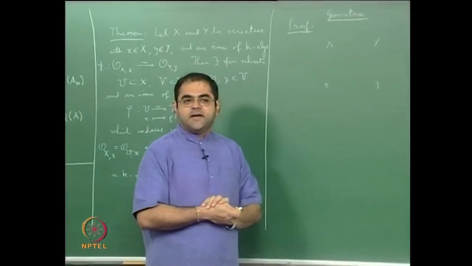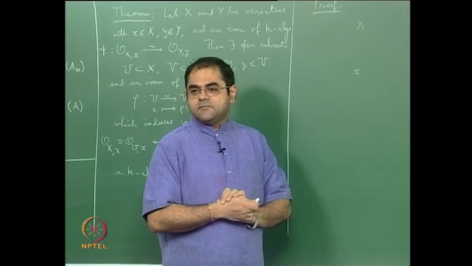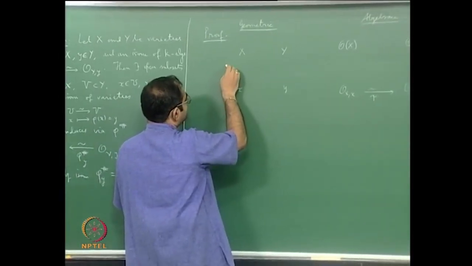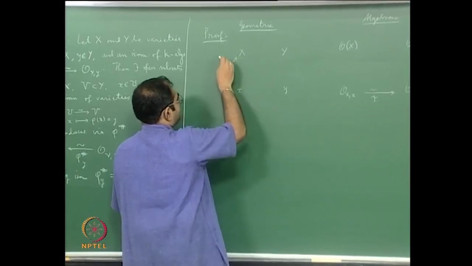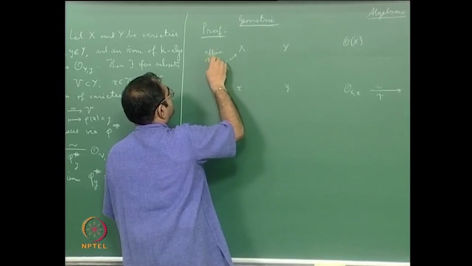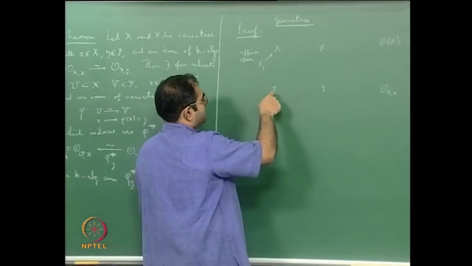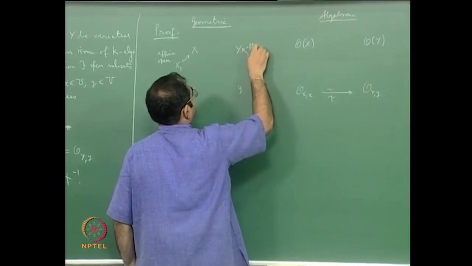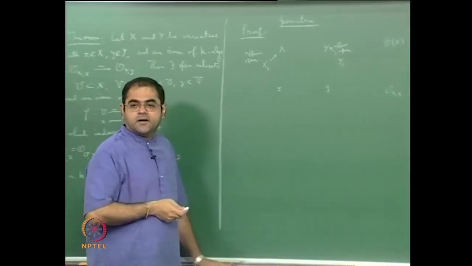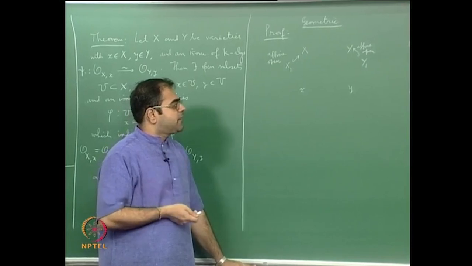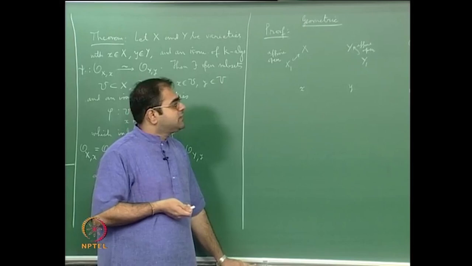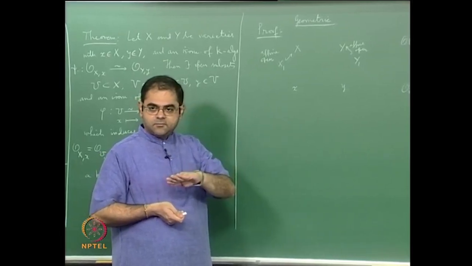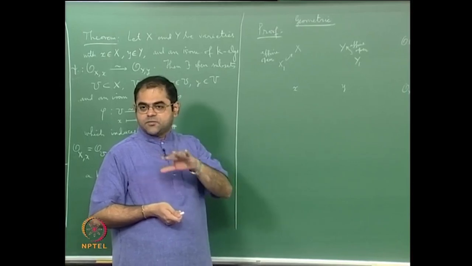So the first fact I'll use is that any variety is covered by finitely many open subsets which are isomorphic to affine varieties. So instead of X, I will look at X1 inside X, where X1 is an affine open which contains the point small x. And similarly, I can find an affine open Y1, an open subset of Y which is isomorphic to an affine variety, and which contains the point small y. Here I am using the fact that we have proved earlier that any variety can be covered by finitely many open sets, each of which is isomorphic to an affine variety.